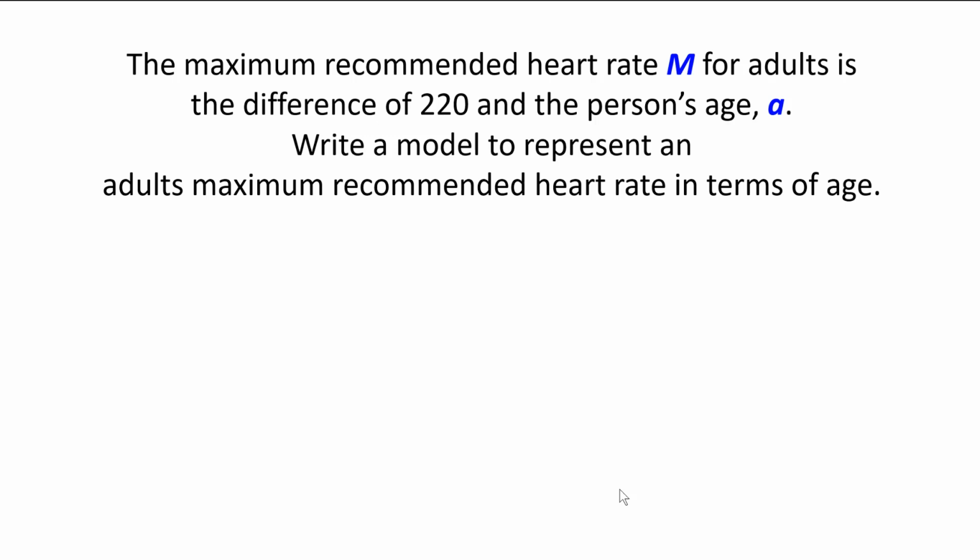Okay, so here's another situation where you might want a mathematical model. It says the maximum recommended heart rate, M, for adults is the difference of 220 and the person's age. So we want to write a mathematical model to represent that maximum recommended heart rate. It says that it's a difference, so that means minus. It's the difference between 220 and the person's age, and we know the 220 is going to come first because that's the greater number, and we want a heart rate that's positive. I don't think there's such a thing as a negative heart rate, so we're good with this equation for the mathematical model for those words.